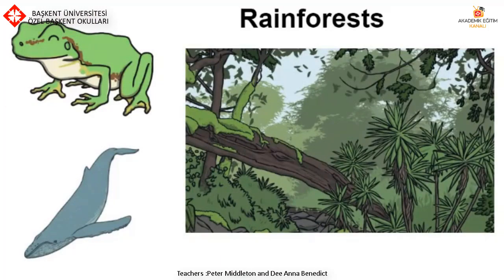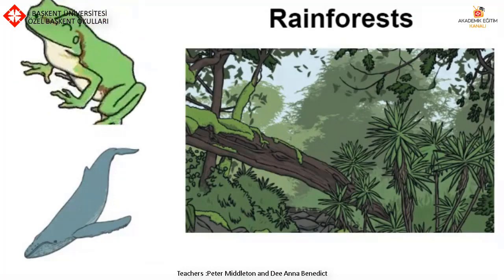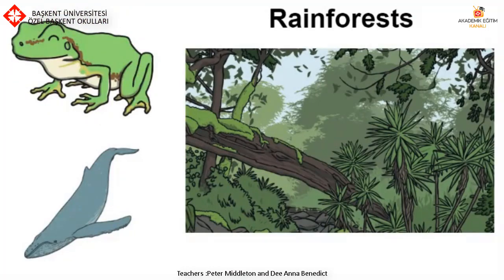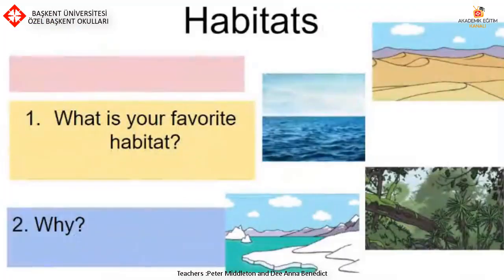Here's a rainforest. There's a frog and a blue whale. Which one lives in the rainforest? That's right, it's a frog. A frog lives in the rainforest. Where does the blue whale live? So here is a question on the habitats. Which is your favorite habitat to live in? Look at the pictures to help you. Why is it your favorite habitat?